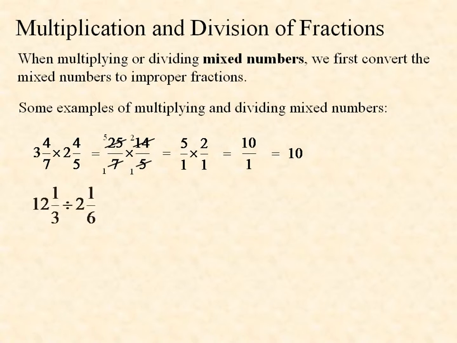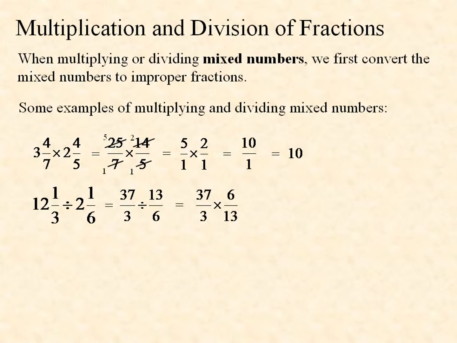Now consider 12 1/3 divided by 2 1/6. Well, 12 1/3 as an improper fraction, we have 3 times 12 is 36, plus 1 is 37, so that's 37 thirds. 2 and 1/6 as an improper fraction: 6 times 2 is 12, plus 1 is 13. That's 13 sixths. So we have 37 thirds divided by 13 sixths.